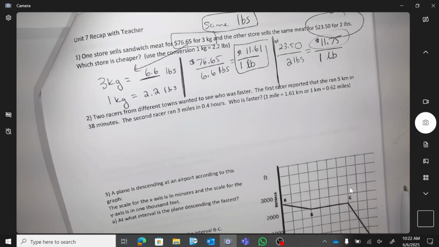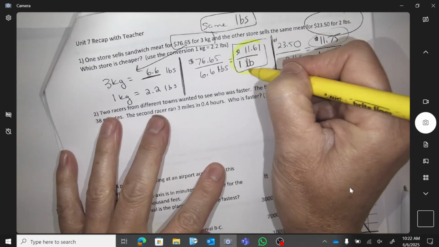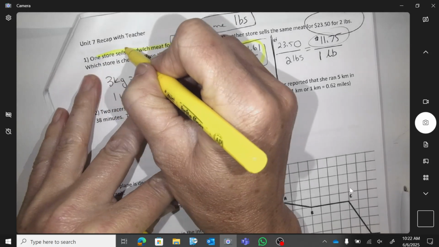Okay, and guess what? You have to actually answer the question. Which store is cheaper? This is less money.